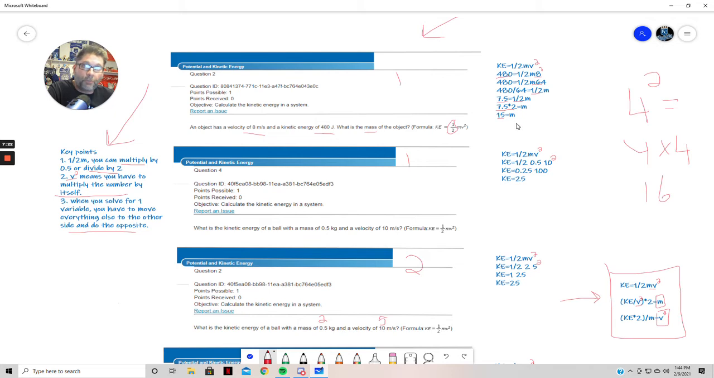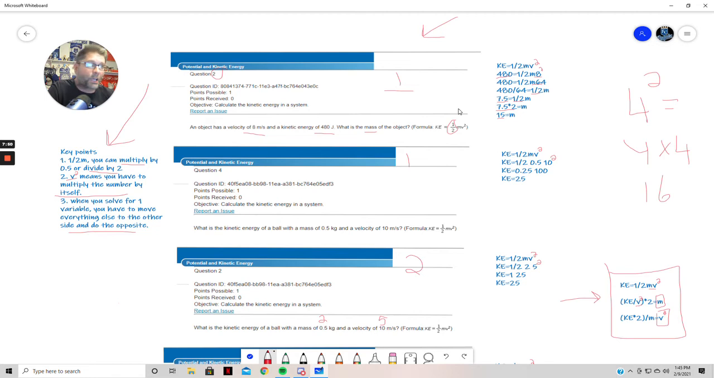This is the first attempt, and it's the second question. This is the one that you actually identified as the one that you wanted help with. And that is how you solve that. It's simply plugging in the numbers, taking care of any exponents that you need to, and then moving everything to the opposite side and doing the opposite sign.